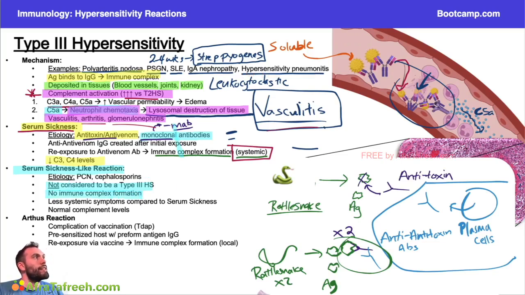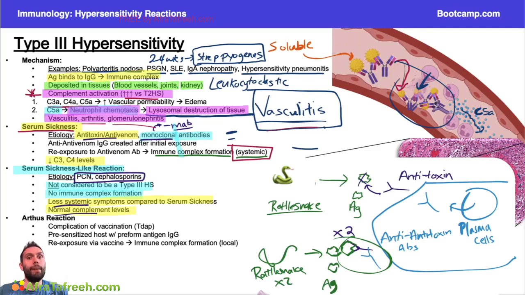And the idea here is that this presents similarly to serum sickness, but because there's no immune complex formation, generally the symptoms are much milder and the complement levels are normal because complement is not causing the symptoms per se. This just has a similar presentation. So it's a different mechanism, different pathophysiology. It just presents similarly, less severe, normal complement. Classically, penicillins and cephalosporins are kind of notorious for getting in this category.